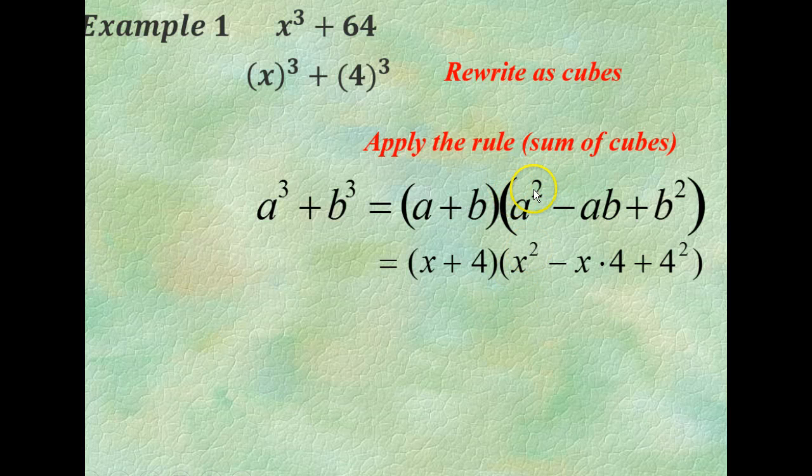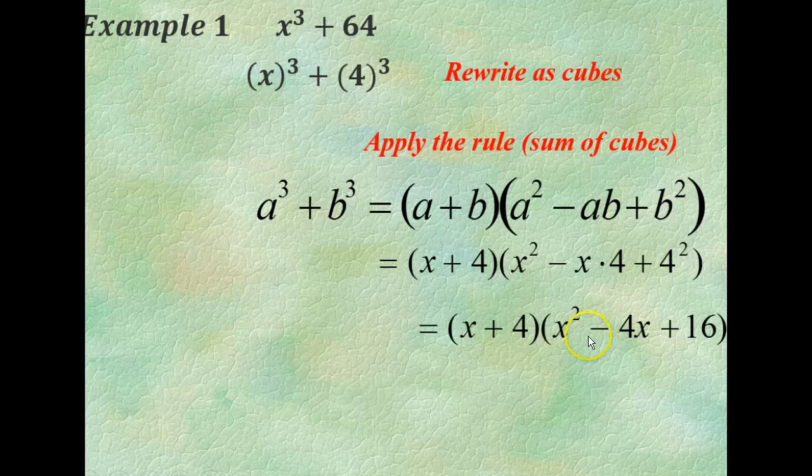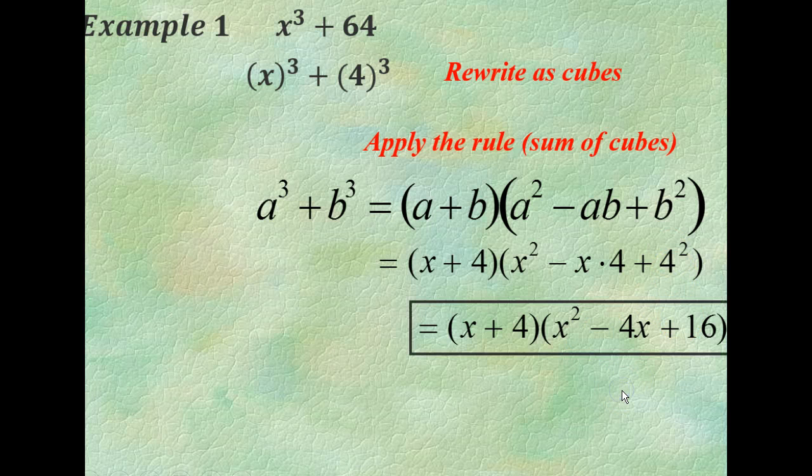Then I write minus a times b. My a is an x, and my b is a 4, so I'm just putting them right underneath where they belong. And since b is a 4, I write plus 4 squared. Now simplifying this so it looks more normal, we're going to get x plus 4 times parenthesis x squared minus 4x, and then we square the 4 and get 16, and that's your final answer.